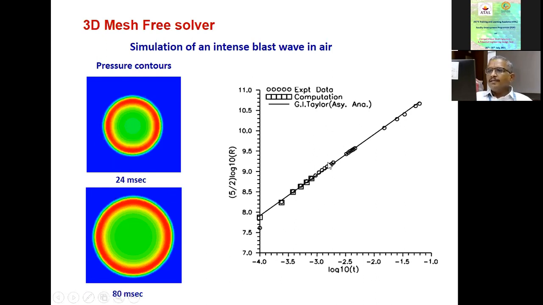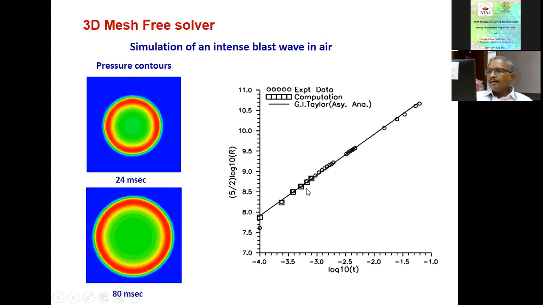So in fact, you can see the comparison. There is no body as such here. It is only the unsteady propagation of the shock wave. So we are able to capture this. This was solved on a simple cuboid grid. I'm just showing a central section.